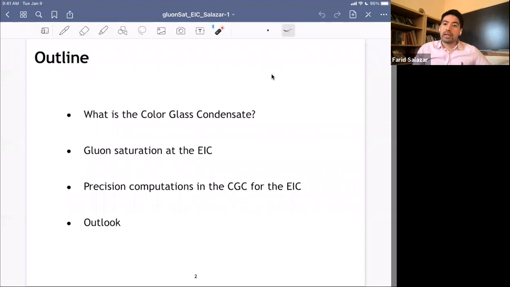And as I said, I'd like to focus the third part of my talk on precision computations, and I would like to give a brief overview of the status of the CGC, what observables have been computed next to leading order, and which ones are still underway. And at the end, I will provide an outlook of how I think the CGC is going to move forward within the next couple of years.